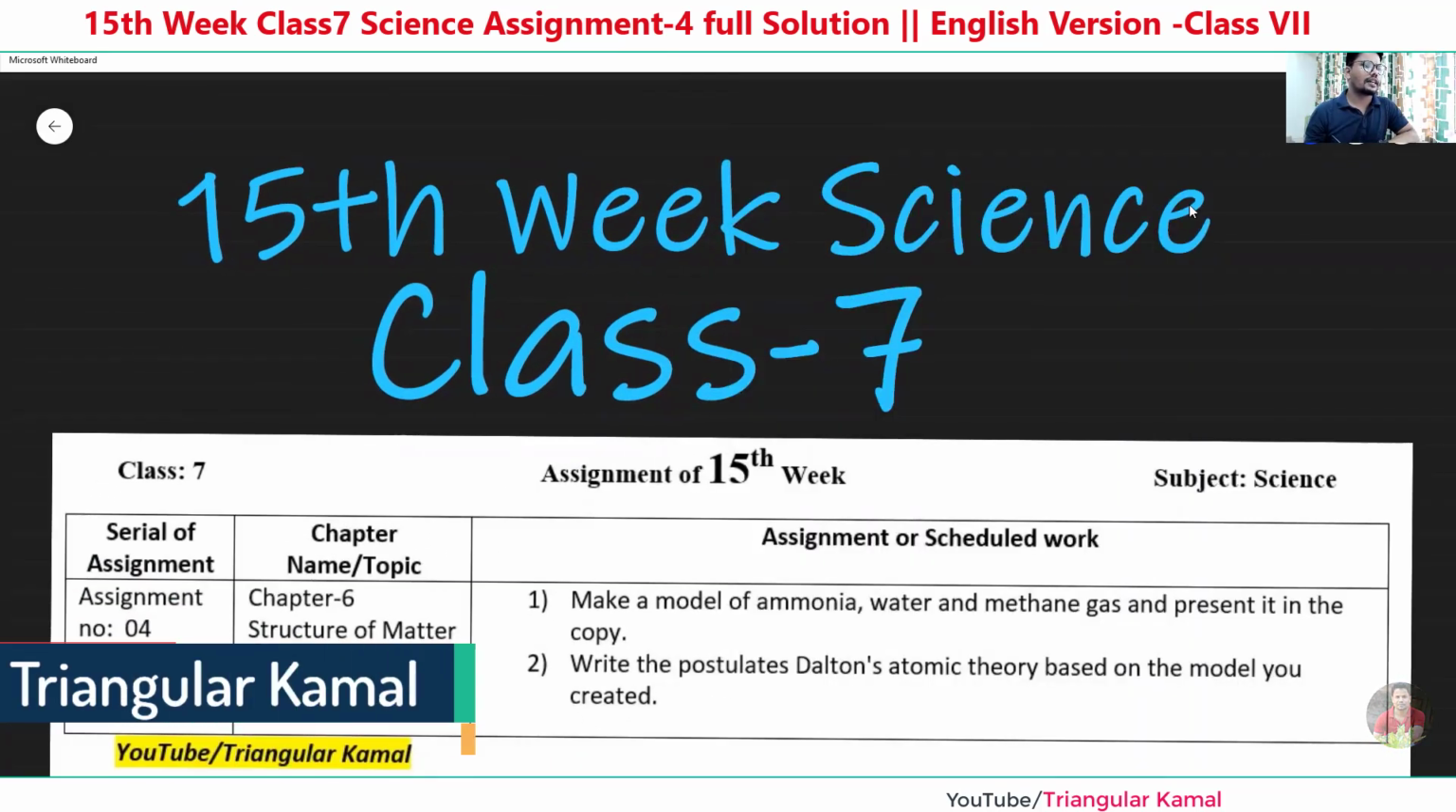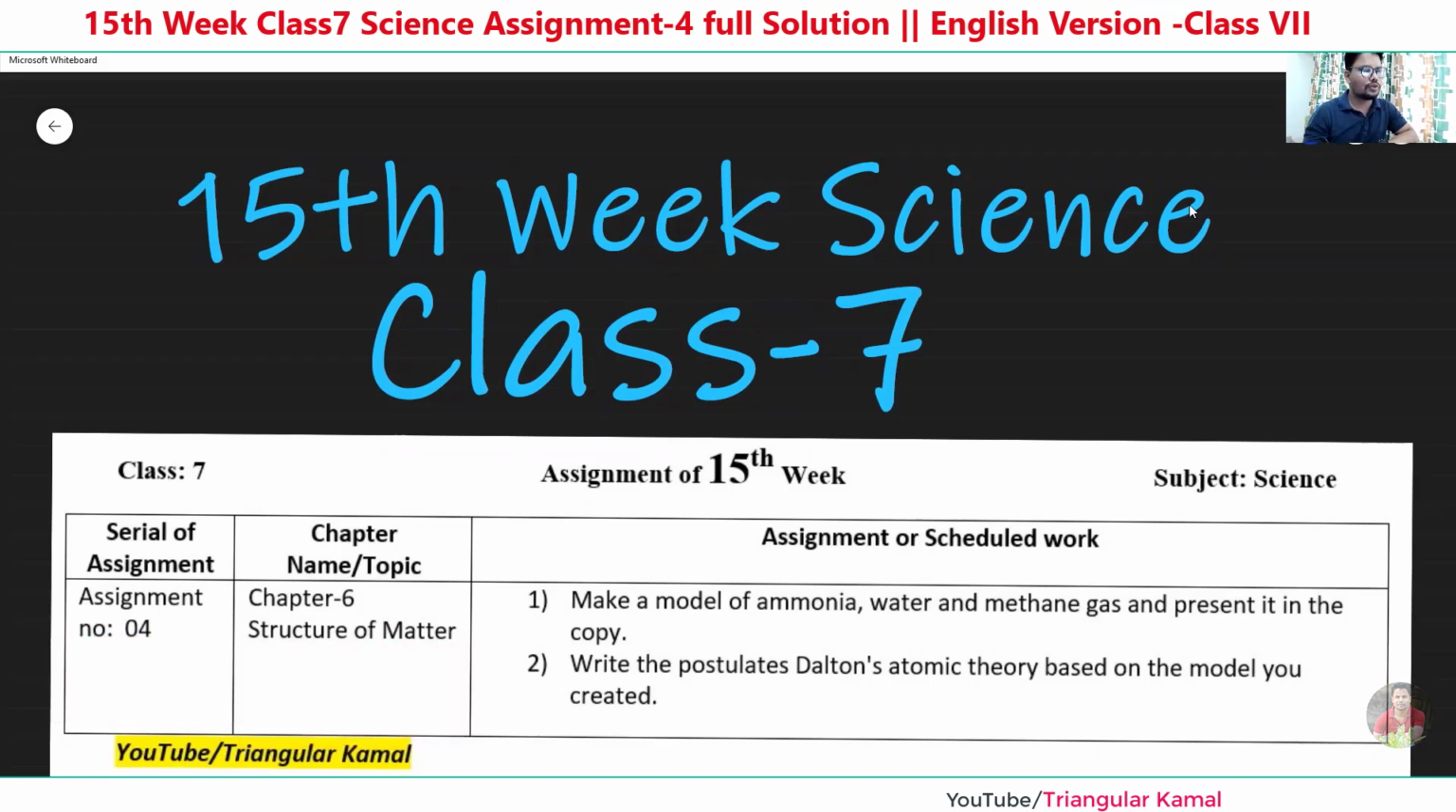15-week science class 7. This is assignment number 4, from chapter 6, structure of matter, and there are two questions. Make a model of ammonia, water, and methane gas, and present it in your classwork copy. That means you have to write something on your model in the classwork copy, or assignment copy.